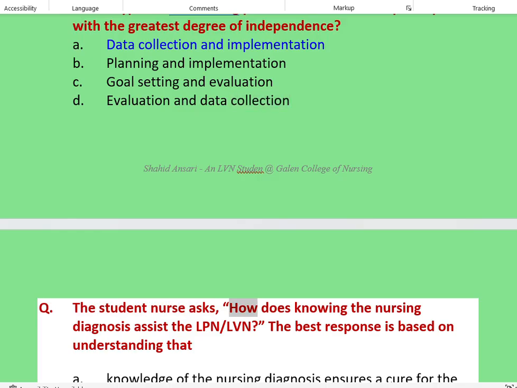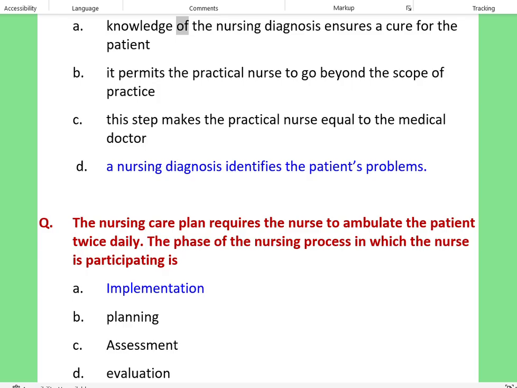Q. The student nurse asks, how does knowing the nursing diagnosis assist the LPN/LVN? The best response is based on understanding that: A. Knowledge of the nursing diagnosis ensures a cure for the patient. B. It permits the practical nurse to go beyond the scope of practice. C. This step makes the practical nurse equal to the medical doctor. D. A nursing diagnosis identifies the patient's problems.